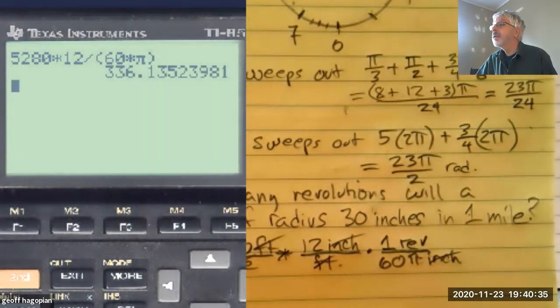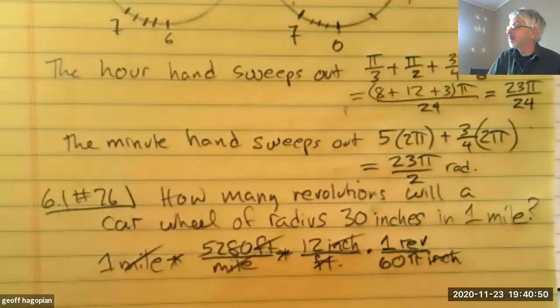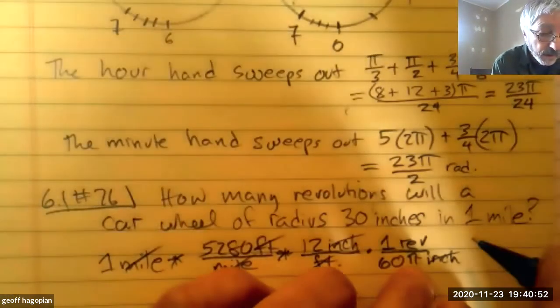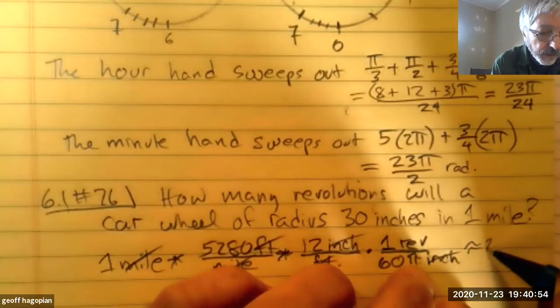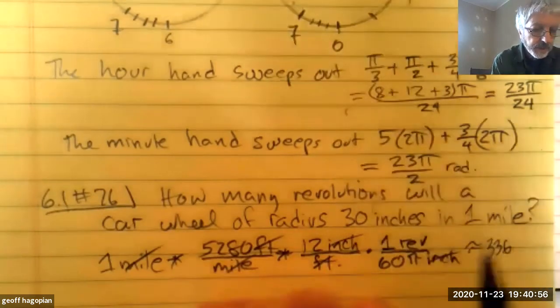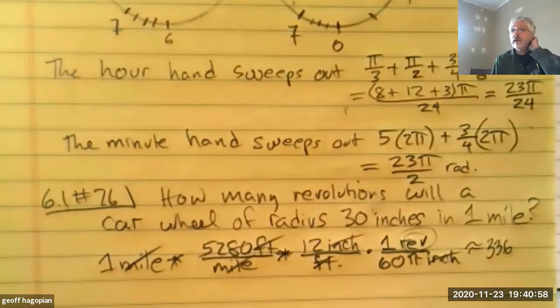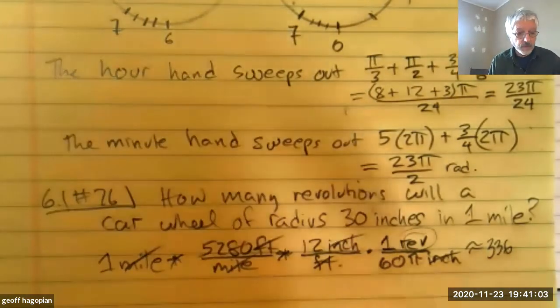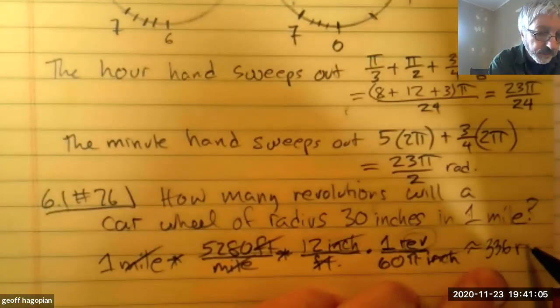So I'm getting 336 and change. Okay. So this is approximately 336. And revolutions is what's left, right? The only unit that hasn't canceled out in this product is the number of revolutions, right?